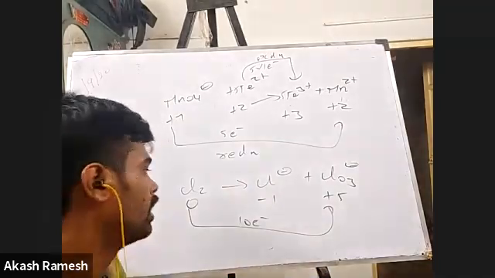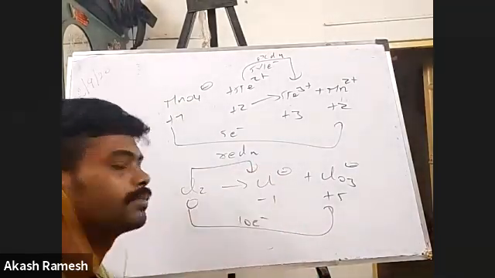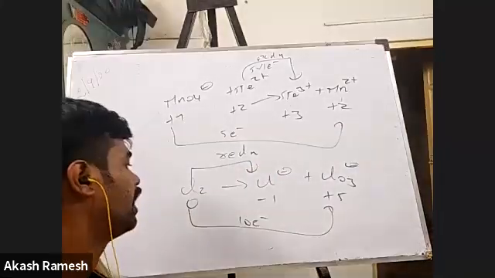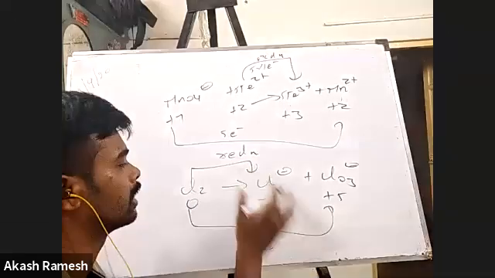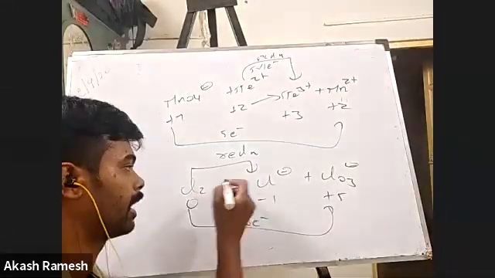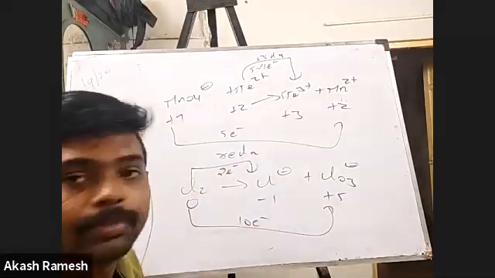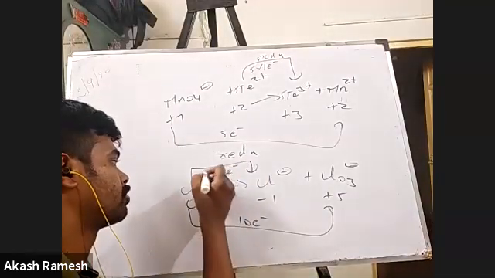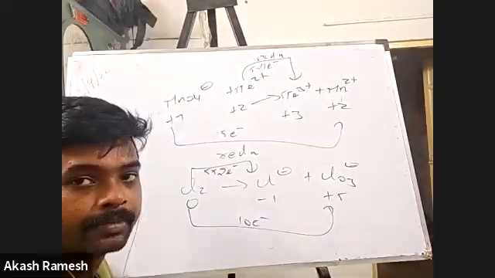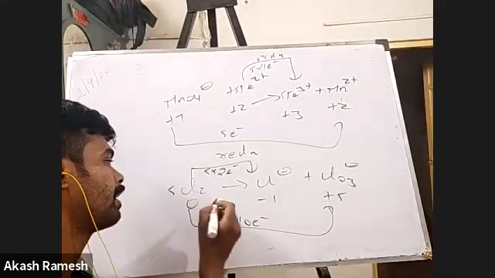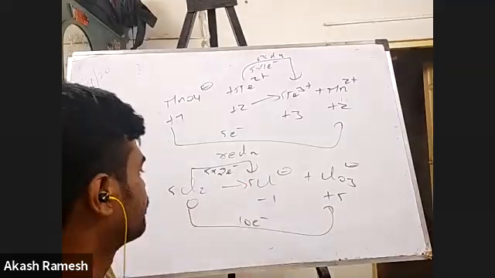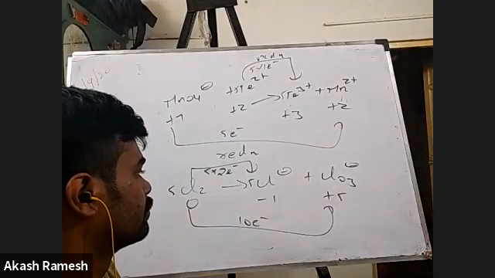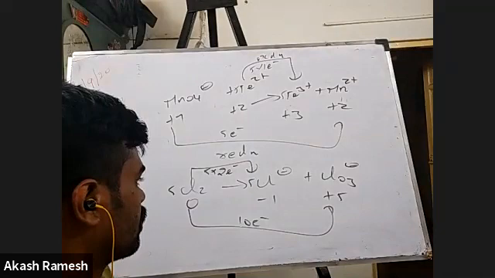Here I have 1 electron lost per atom, but I have 2 atoms, so I'll put 2 electrons. Now I know I have to multiply this by 5, so here I'll put 5 and here I'll put 5. But again, it's not balancing. There is some problem.